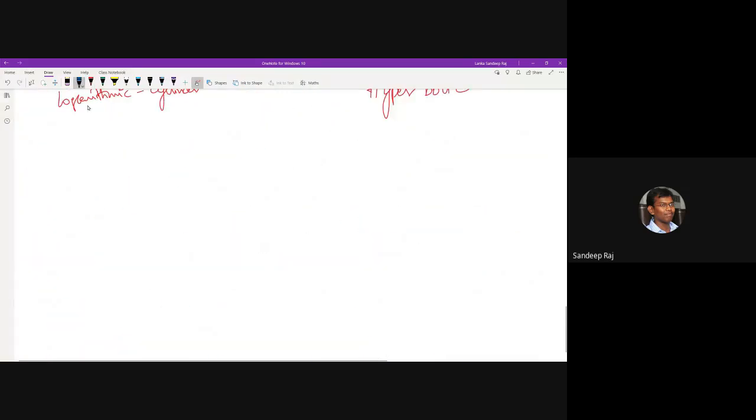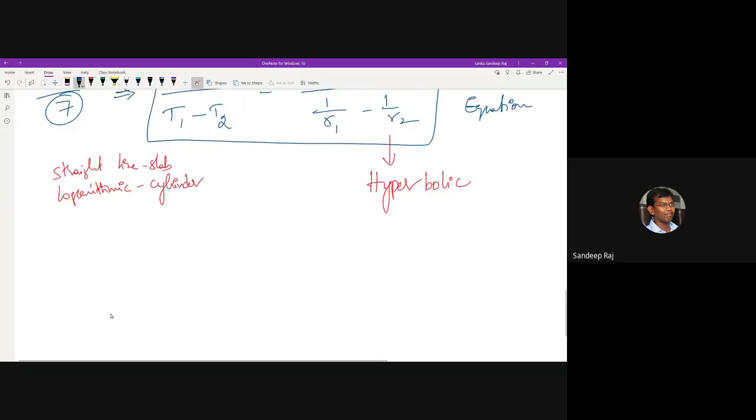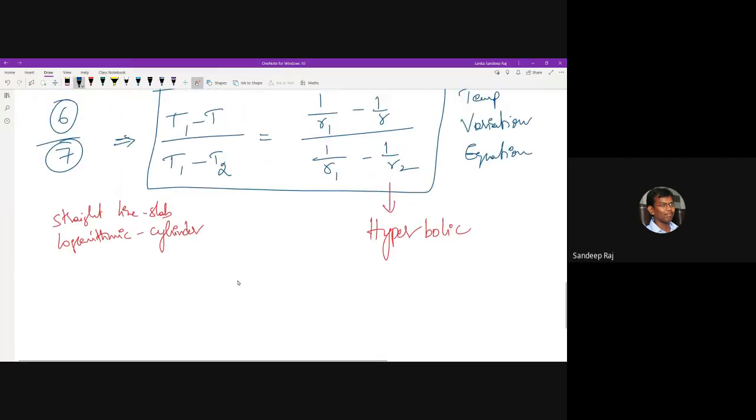That is the thing. Now, what I want is the dou T by dou R value from this particular expression. So from this, what I will do is first I will write T. So T is equal to T1 minus T1 minus T2 into 1 by R1 minus 1 by R by 1 by R1 minus 1 by R2. That's how your equation will be.